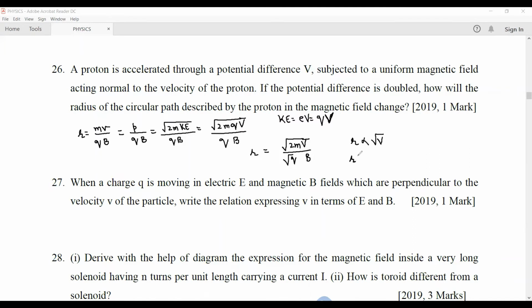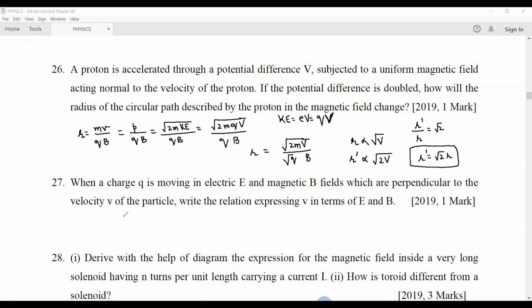Now when the potential difference is doubled, let the radius be r dash. So r dash will be proportional to under root 2V. Dividing these two, we get r dash upon r is equal to under root 2. Hence r dash is equal to root 2 times r. That is, now the radius will become root 2 times the previous radius.